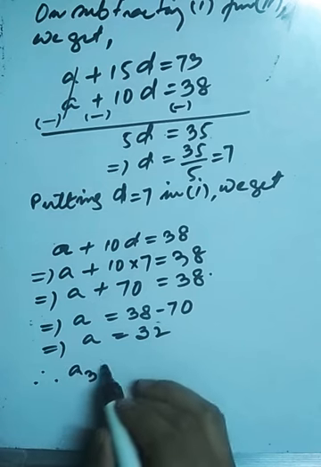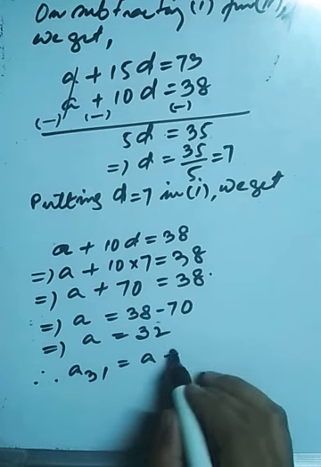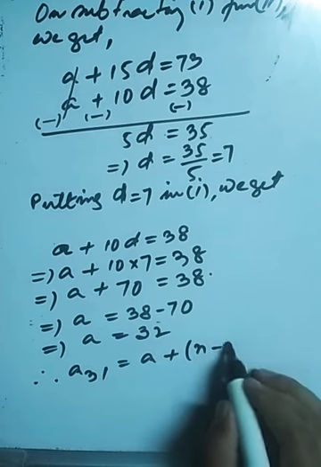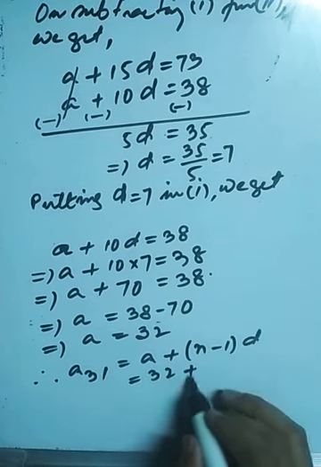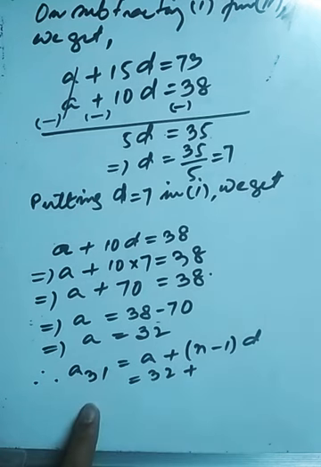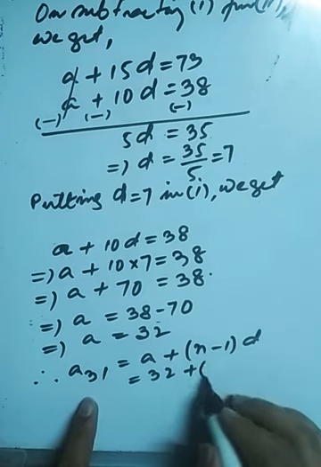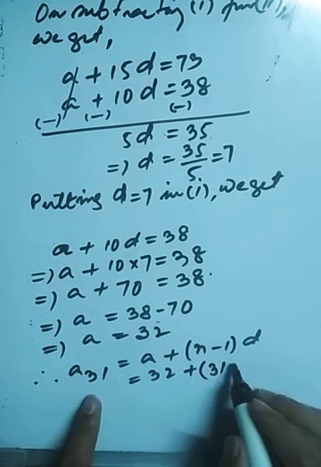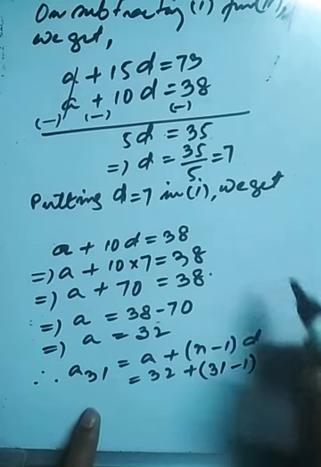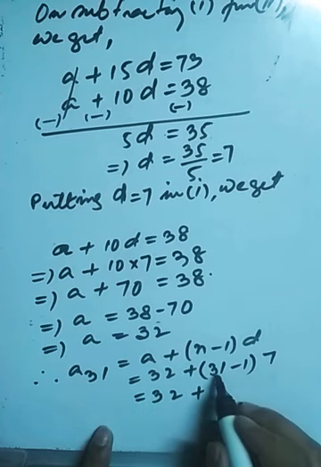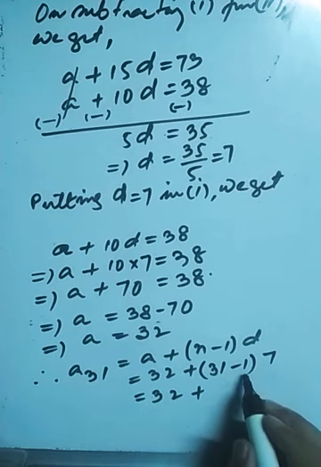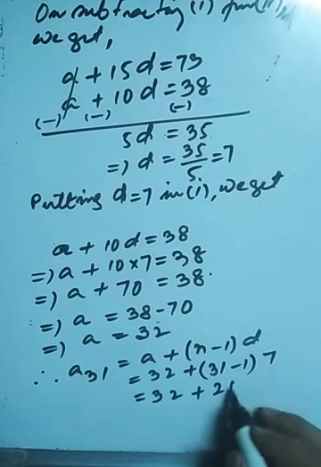So a31 equals a plus (n minus 1) d. So a means 32 plus, in place of n we are going to write 31, then minus 1, d is how much? 7. So 32 plus 31 minus 1, we get here 30. 30 into 7, 210.